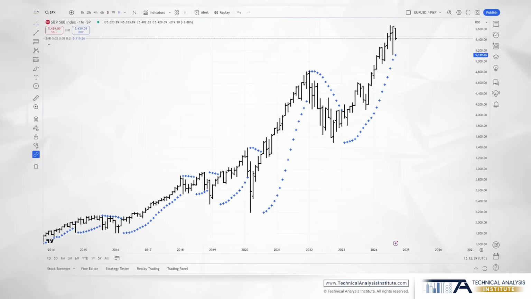For stop settings, the Parabolic SAR is particularly straightforward. When you enter a long position, you can place your stop loss at the dot level below the current price. As the price rises and the dots ascend, you move your stop loss up to the new dot level, effectively using it as a trailing stop that protects gains as your trade becomes more profitable.